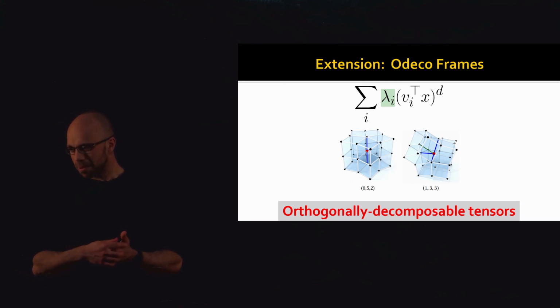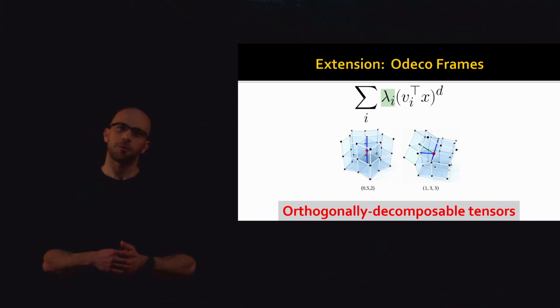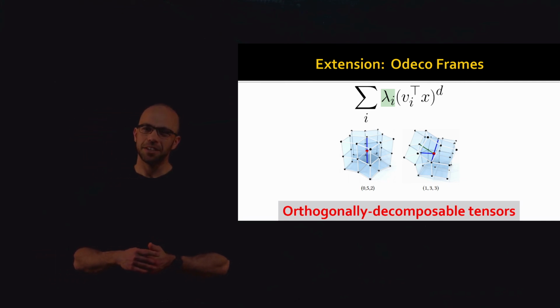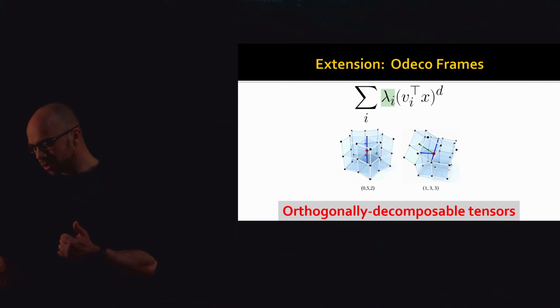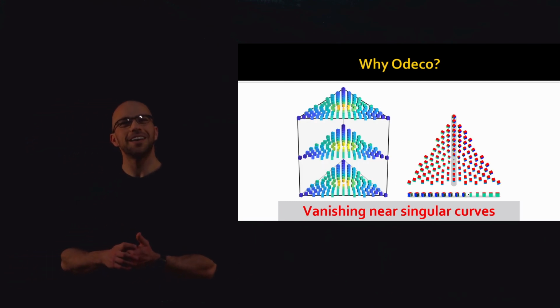Now, one thing that our paper doesn't cover is what happens when these 3 vectors are not orthogonal to one another. I think it's still an open question what the best representation is in that particular case. In any event, these Odeco frames, as we call them, for orthogonally decomposable tensors, allow us to do really cool things.